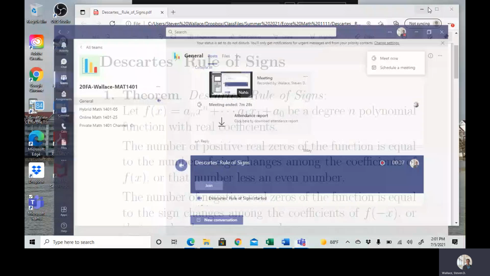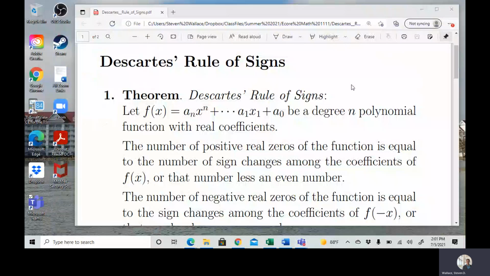Hey everybody. Today we're going to do an example of how to use Descartes' Rule of Signs to determine the number of positive and negative real zeros of a polynomial. It's a pretty complicated theorem, and there's a lot going on in this section, but how do we actually use it? It actually isn't that hard to do.